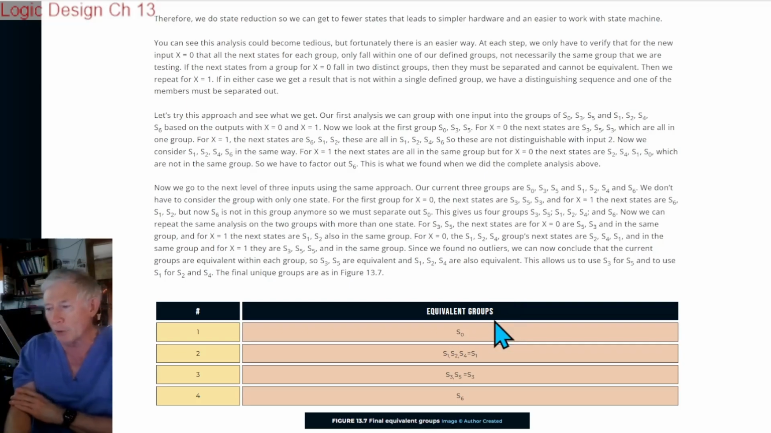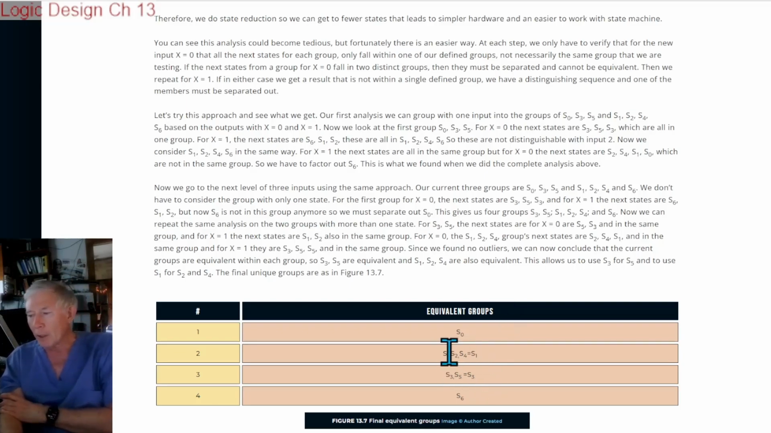So now we can substitute S1 for S2 and 4, and S3 for S5. And of course S0 will be itself, and S6 will stay itself.